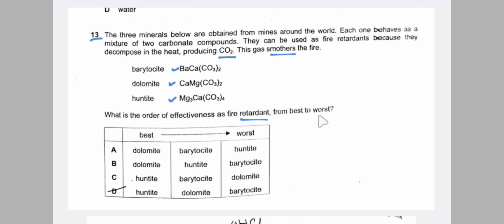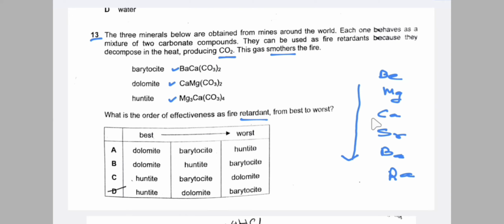As we know from the reactivity series of group 2 metals, as they are all group 2 metals, the order is beryllium, magnesium, calcium, strontium, barium and radium. According to this, we know that down the group thermal stability increases, which means more temperature is needed to decompose, but up the group less temperature is needed to decompose.